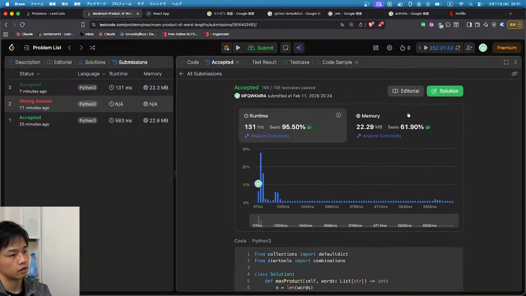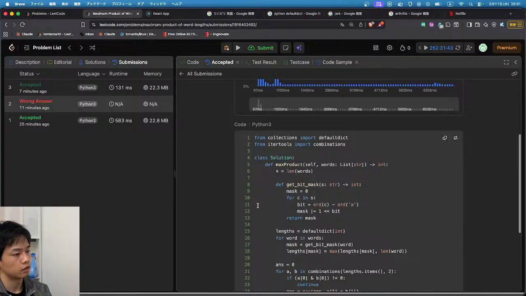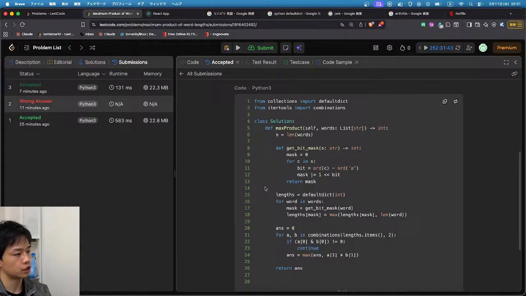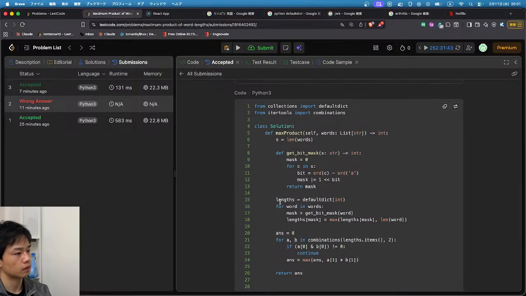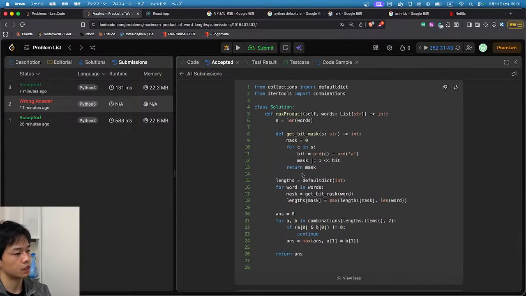Okay. And this is the improved version. Essentially it's the same, but I used a bit mask instead of set. So a bit mask is an integer, so it can be used as the key of a dictionary.